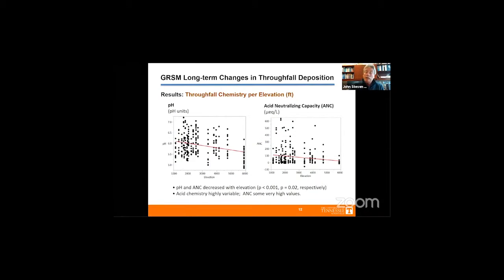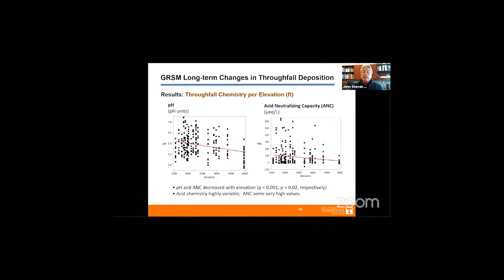So looking at the chemistry with respect to elevation, in this plot that I got from Andrew, the elevation is actually in feet, so sorry about some of the units here. We see a pH at the lower elevation, about 1,000 feet, that's slightly above 6. And then at the high elevations at 6,000 feet, we drop just slightly below 5.5. And then ANC in microequivalents per liter, we're about 100 at 1,000 feet, and then we drop to somewhere around 50 or below at the higher elevation site.